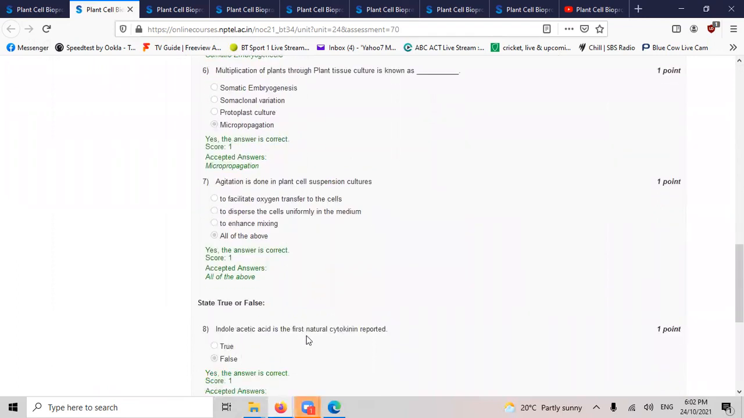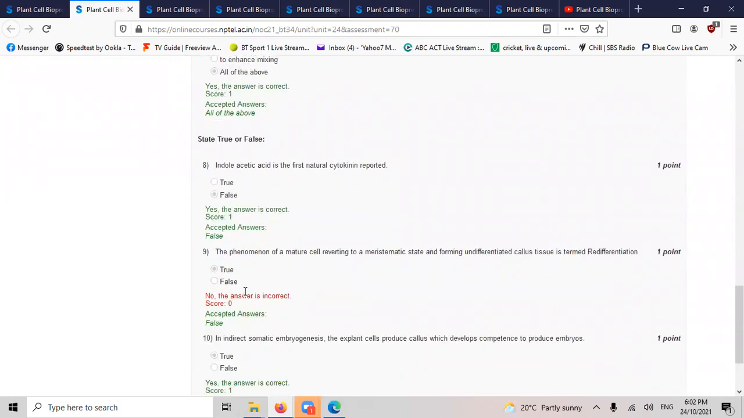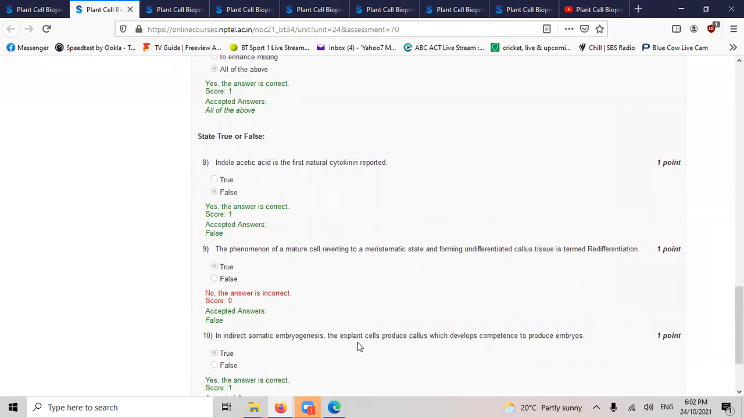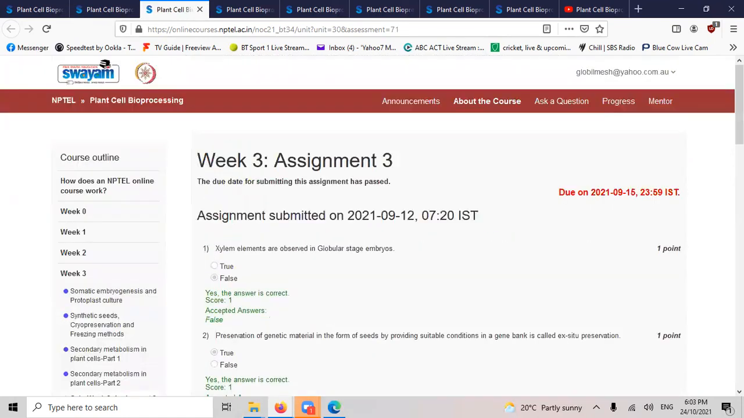Indole acetic acid is the first natural cytokinin. No, it's the first natural auxin. It's false. The phenomenon of mature cell reverting to a meristematic cell forming undifferentiated callus tissue is termed redifferentiation. False, because it's dedifferentiation. In indirect somatic embryogenesis, the explant produces callus which develops competence to produce embryos. Oh, should have come with indirects. It's true. Yep, true. Good. Okay, week 3, pumping them out.